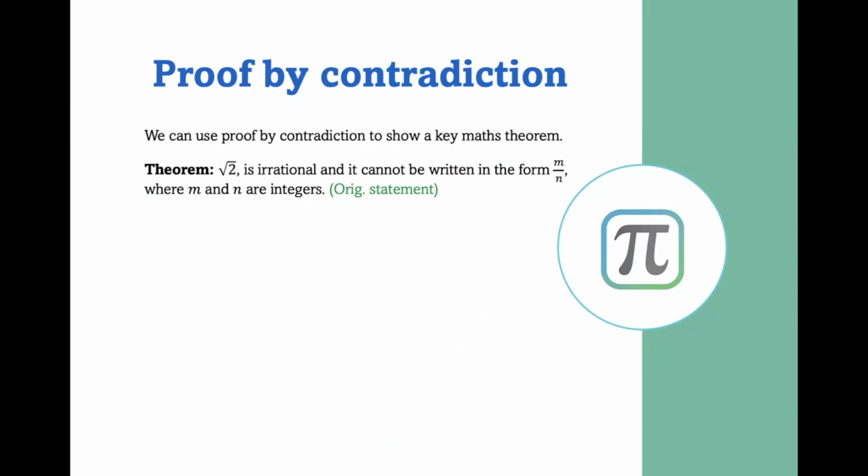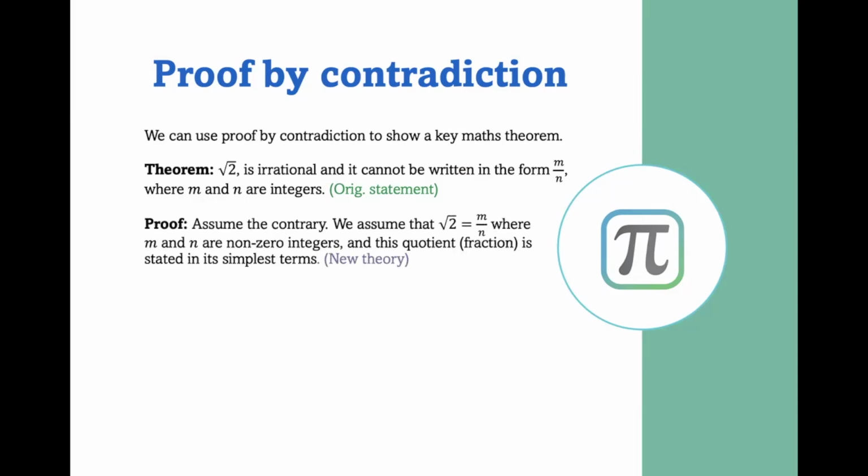The theory that we have here is that the square root of 2 is irrational, and it cannot be written in the form m over n, where m and n are integers. Again, this is our original statement, and so we first assume the contrary. And here then we assume that the square root of 2 does equal m over n, or can be written like that, where m and n are non-zero integers. And this quotient or fraction is stated in its simplest terms.